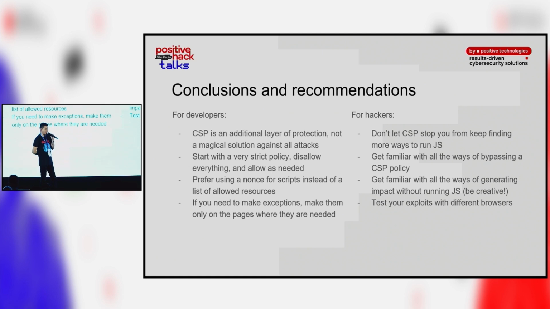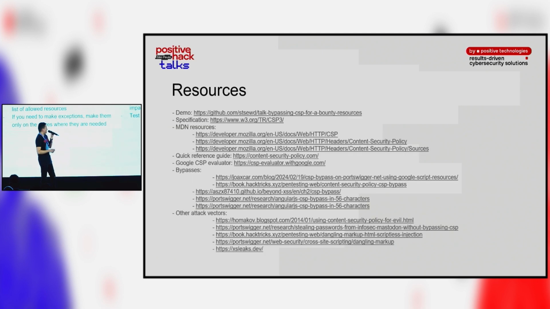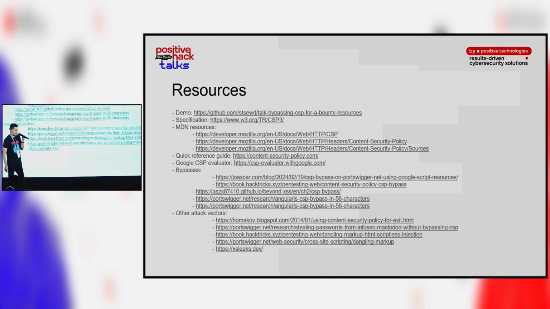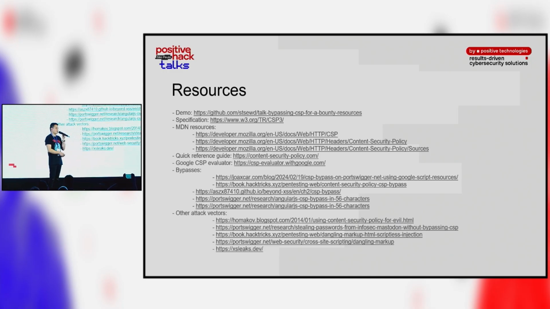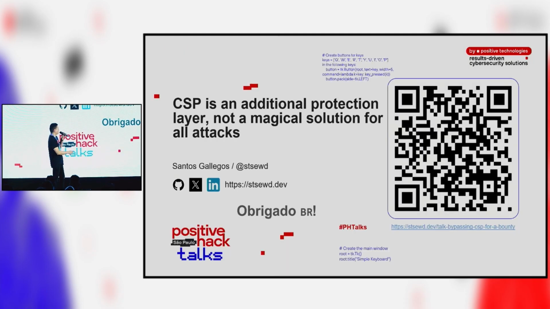I've been telling you that you should learn all this stuff, and as promised, there is a link to resources that helped me to learn all of these things. There is the whole list of things, how to bypass CSP policies and how to show impact without running JavaScript. There is also the demo that I showed you in the videos, and the code for the demo. There is a QR code, so you don't need to search in the pictures, just go to the page from the presentation.